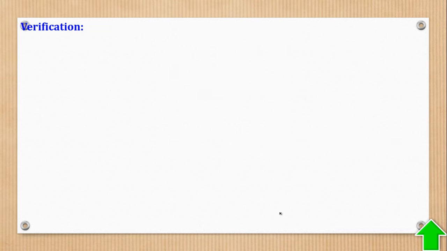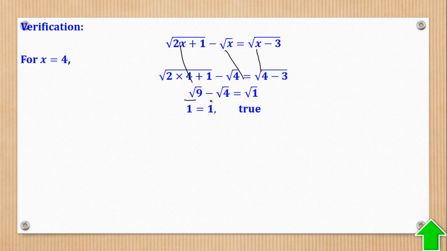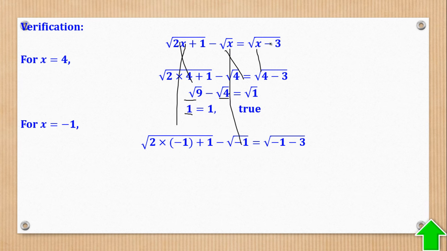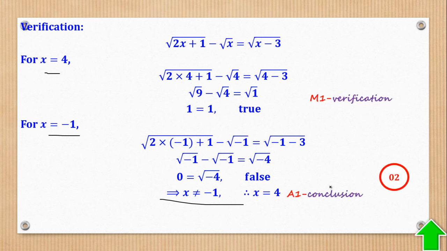Then we shall come and say that this is what we are given. For each value, I have to verify and see if it satisfies. When I use 4, put 4 here, put 4 here, put 4 here. You come up with that, which is true, because root 9 is 3, root 4 is 2, so 3 minus 2 is 1, which is here. So it is true. What about the second one? Put a negative here, here, and here. So we'll come up with that, which is not true, because this minus this is 0. So it is false. Therefore, this does not satisfy, but this satisfies. So I have to conclude. So a mark for verifying and a mark for conclusion.